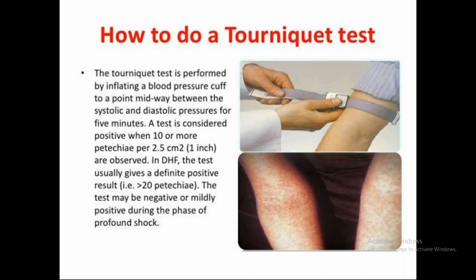We apply a tourniquet with a BP cuff, a BP apparatus we can tie, but we have to measure the blood pressure. Take the individual's BP, and midway between the systolic and diastolic pressures, we inflate the cuff and keep it for 5 minutes. Then if you observe 10 or more petechiae, usually it will be 20, more than that also, in a 1 square inch area, the test is considered positive. 1 square inch means 2.5 centimeters square. In dengue fever the test usually gives a definitive positive result, usually more than 20, but to say it's positive, 10 or more is sufficient.